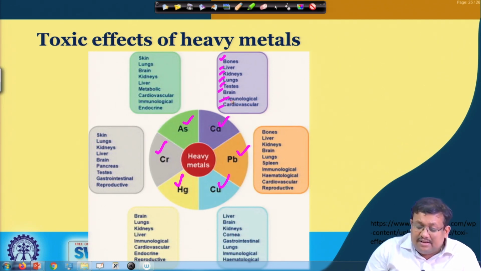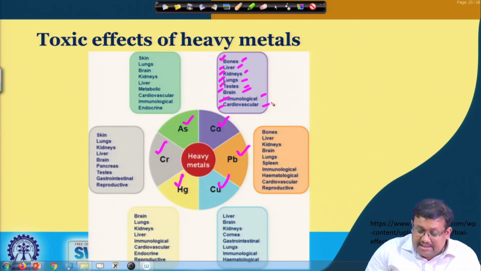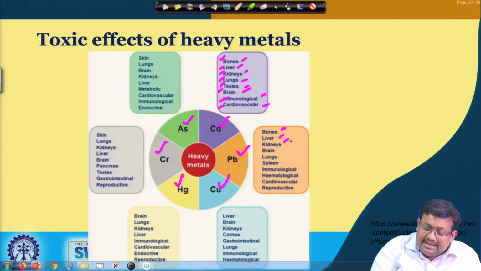And so, obviously, cadmium toxicity can affect the bones, livers, kidneys, lungs, testes, brain, and immunological processes as well as cardiovascular process. In case of lead, it affects bones, liver, kidneys, brain, lungs, spleen, immunological process, hematological process, cardiovascular process, and reproductive process. Copper toxicity influences liver, brain, kidneys, cornea, gastrointestinal tract, and then lungs, immunological process, and hematological process.